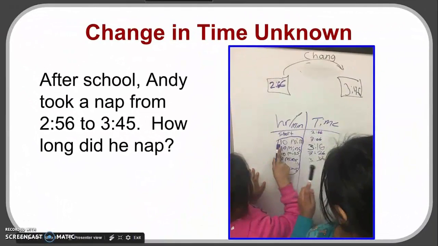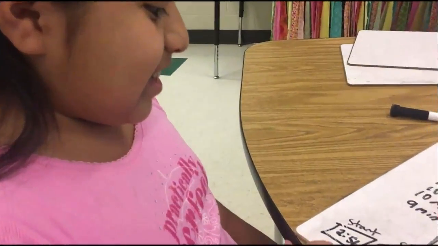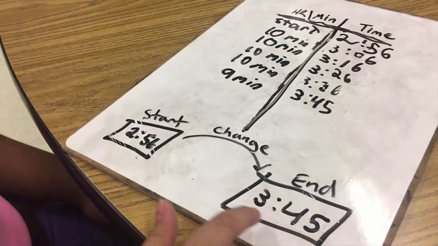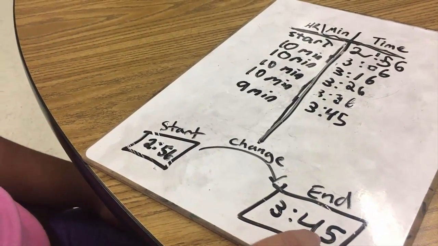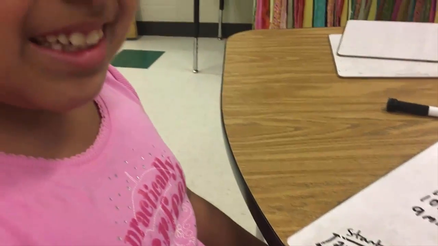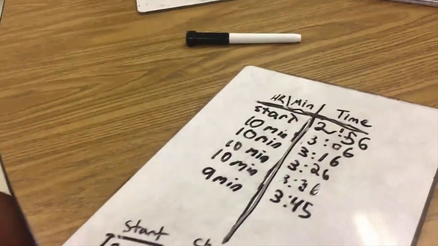In this example, students calculated the change in time. They knew that Andy started the nap at 2:56 and woke up at 3:45. How long did he nap? I knew the start time was 2:56 and the end time was 3:45. What do you need to find out? I need to find out the change. So what did you do to help do that?